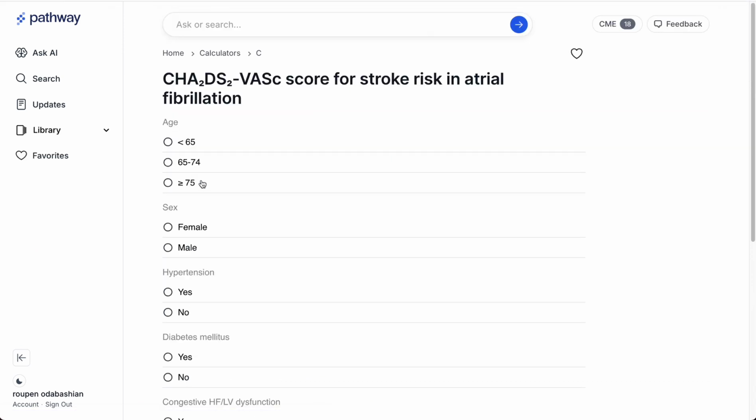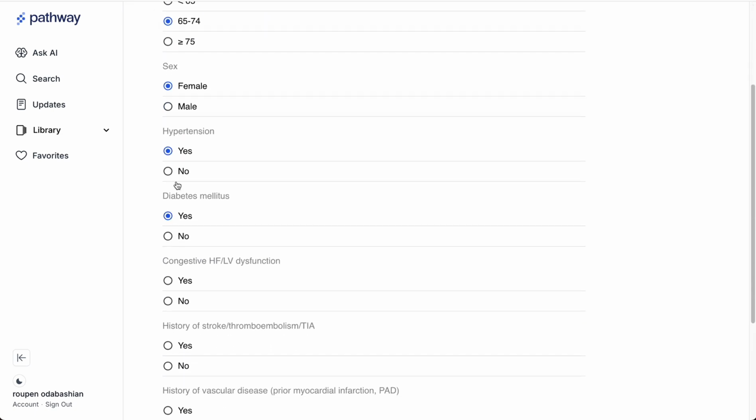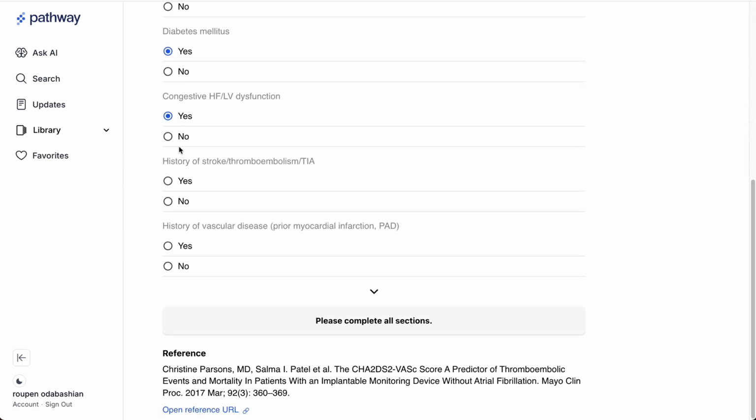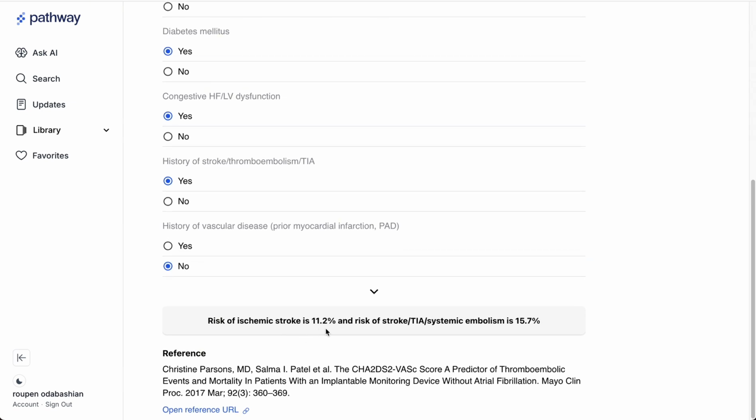So let's say I have a patient who's 66 years old. She's a female. She does have hypertension and diabetes and has a history of heart failure. She has a history of stroke, and she doesn't have a history of peripheral arterial disease. So it says the risk of ischemic stroke is 11.2%, and the risk of a stroke or TIA is 15.7%.